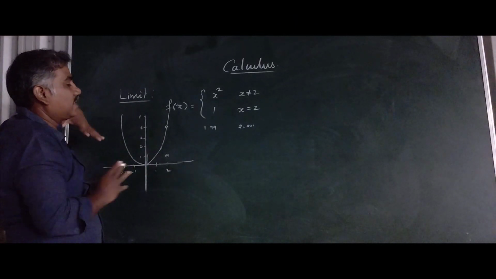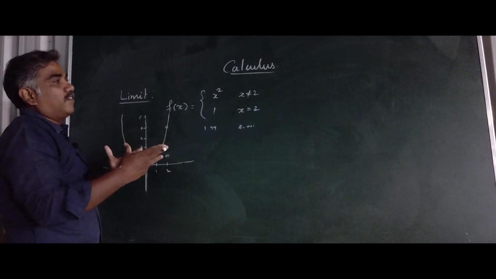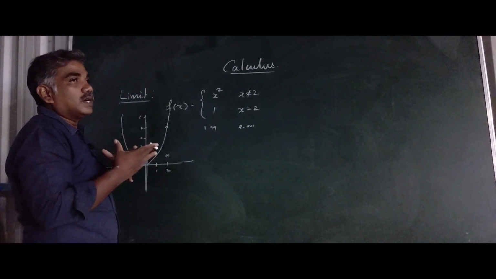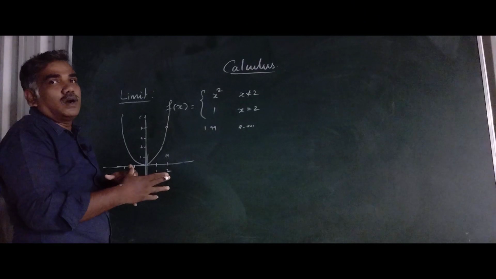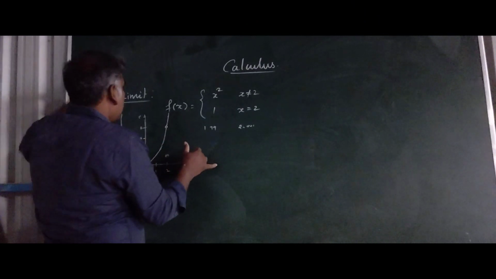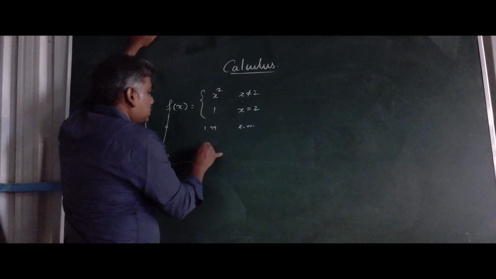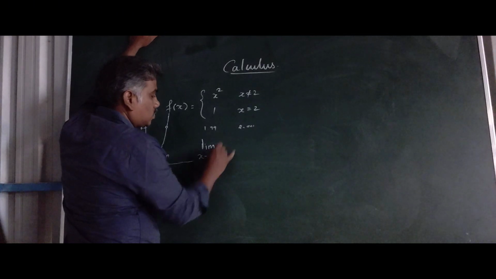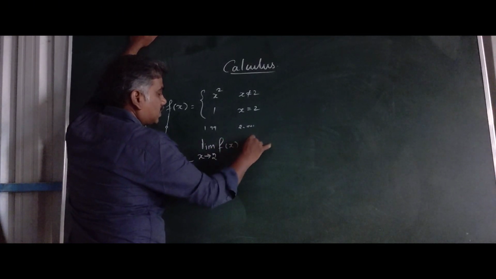That concept is called the limit. We still can't find the exact value of the function at 2, but we can give the approximate value of the function as x tends to 2. That is where the limit exists. So limit, shortly written as lim x tends to 2, x not equal to 2, for the function f of x is equal to 4.